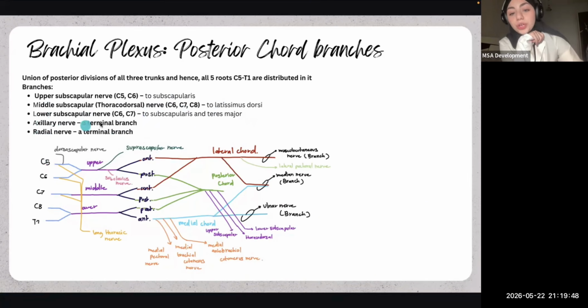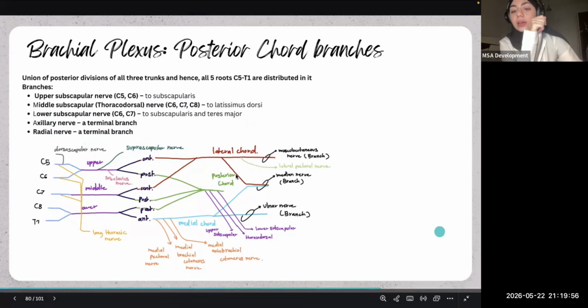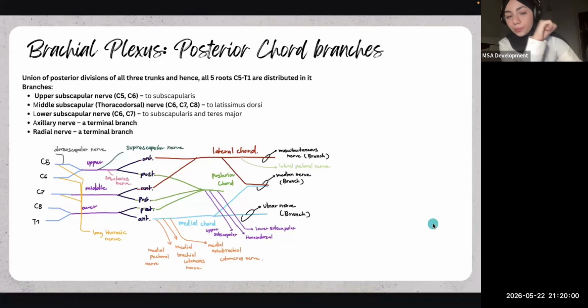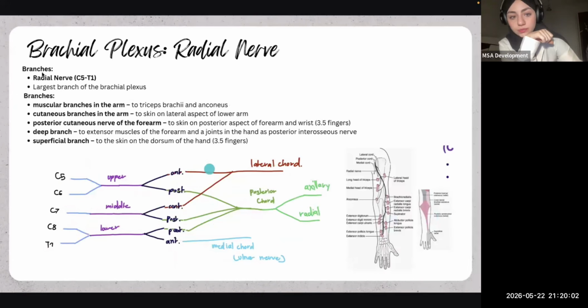But more importantly, recall how I told you that the posterior cord will then just move forward and split into two, the axillary nerve and the radial nerve. These are the terminal branches of the mnemonic. Let's visit them right here.